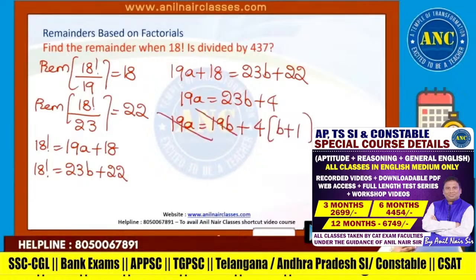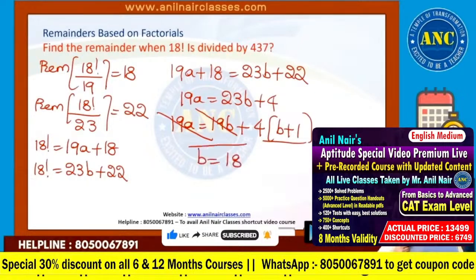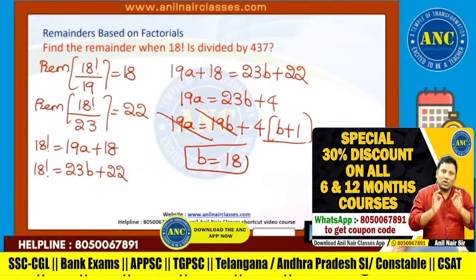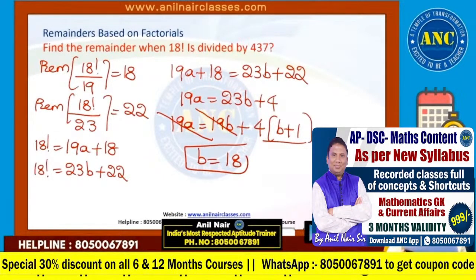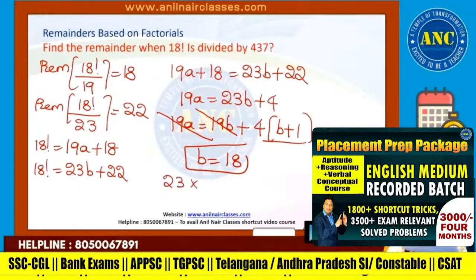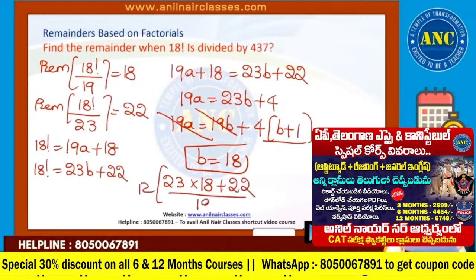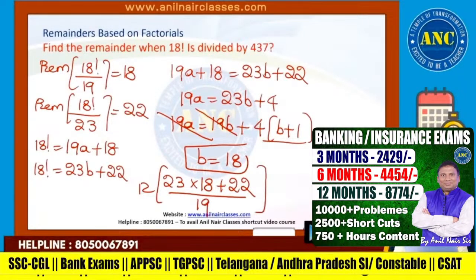4 into b plus 1 must be divisible by 19, and 4 is not divisible by 19, so b plus 1 is divisible by 19. B value is 18. If B value is 18, the answer is nothing but 23 into 18 plus 22. Are you all with me, sir? So 23 into 18 plus 22.